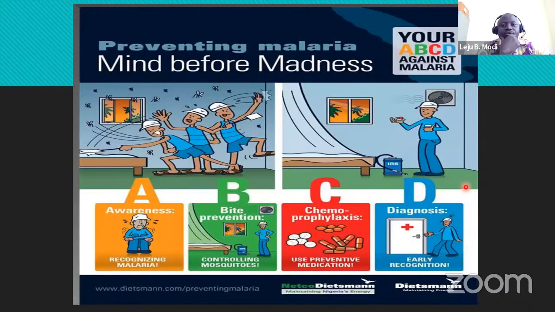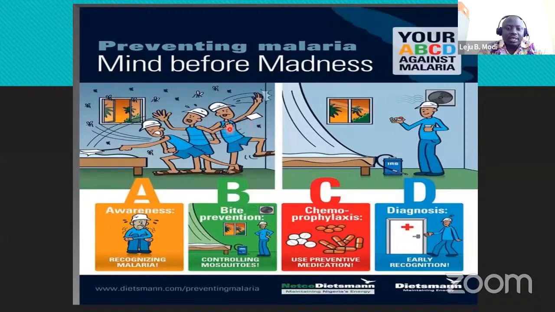Now, how do we prevent malaria? So I like this picture, that's why I included it here. It seems to simplify prevention of malaria. Sometimes we take it for granted what it is really about, but you will see here, these 3 people are trying to chase out mosquitoes, I don't know, through the window or something. They're trying to just use their hands to chase out mosquitoes.